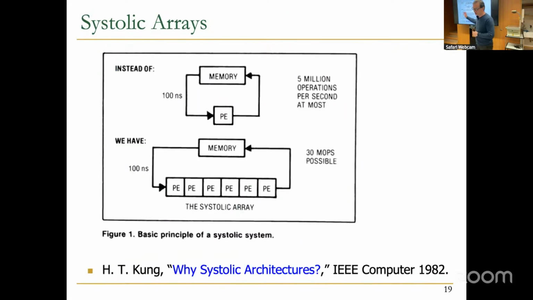So this is a picture from the paper that I recommended from H.T. Kung. Essentially, he motivates it this way also. You have a processing element and memory. And if you have only one processing element, you may actually need to keep fetching data.